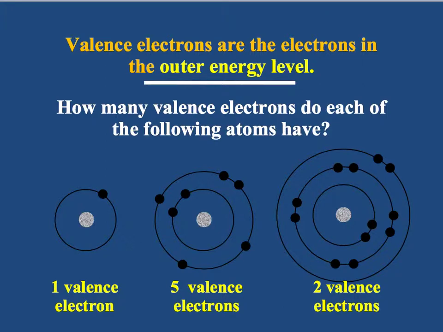Okay, so this is what I want you to write down. Valence electrons are the electrons in the outer energy level. So again, valence electrons are the electrons in the outer energy level. The very last circle. So in this atom, we'd have one valence electron. In this atom, we'd have 1, 2, 3, 4, 5 valence electrons. In this atom, we'd have 1, 2 valence electrons. So again, it's just how many electrons you have in the very last energy level, the very last orbital, the very last ring, the very last circle, however you can remember that.